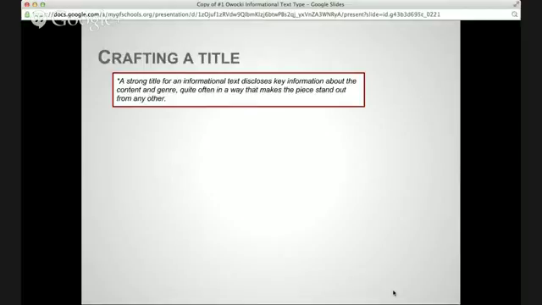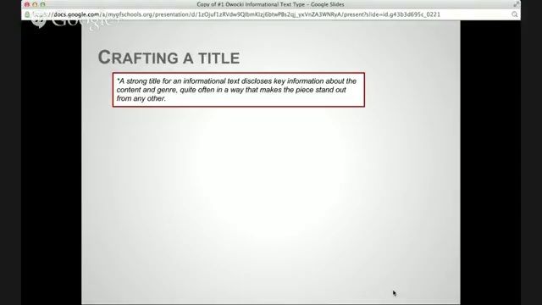So the first four criteria that I showed you are really, really specific to informational text: finding your topic, organizing and managing that piece, developing the content, and using illustrations and other media. But the remaining three, you're likely to say, we did this in narrative.